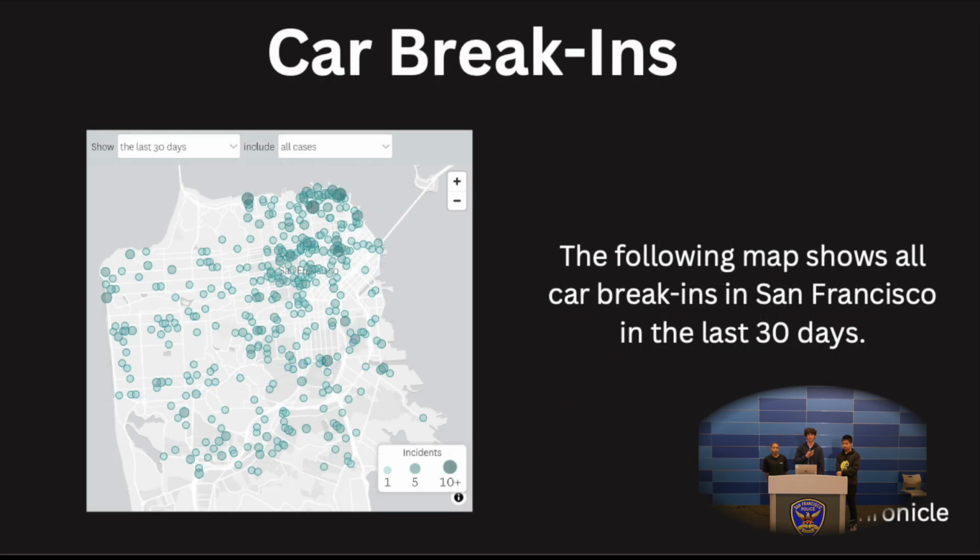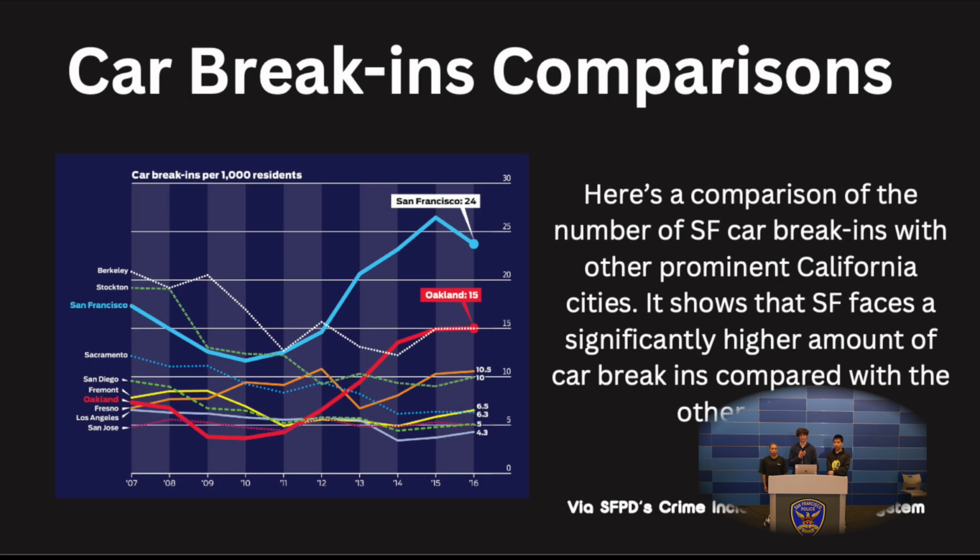I'm Sebastian. Another big issue San Francisco has is the amount of car break-ins. As you can see on this map, over the past 30 days, there's been a lot of car break-ins all across the city. And here's a graph showing the amount of car break-ins per 1,000 residents, comparing San Francisco to other prominent California cities. As you can see, San Francisco has 4, 3, and 2 times as many car break-ins as all the other cities.